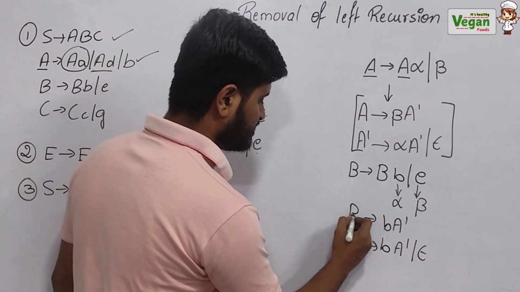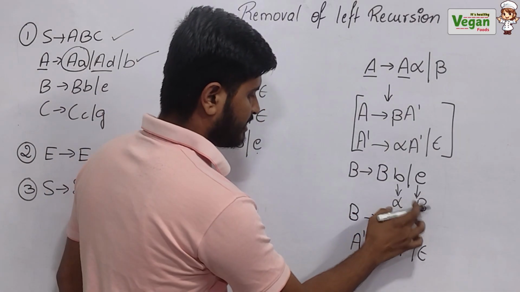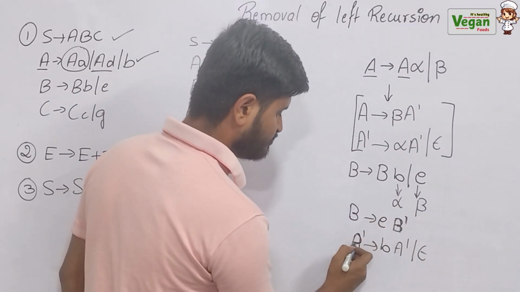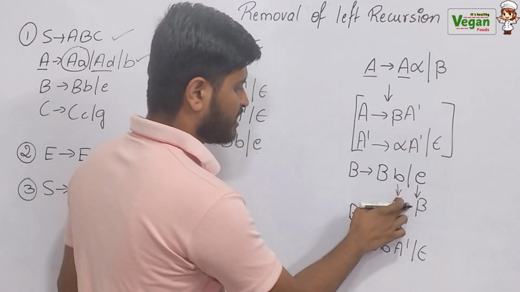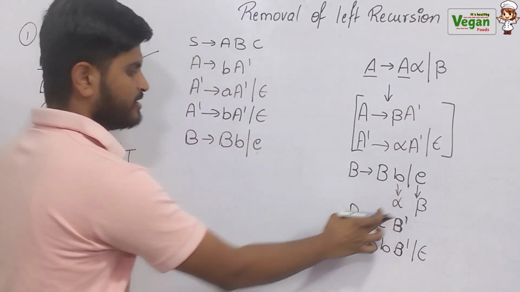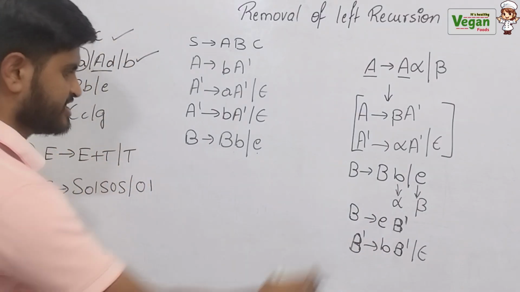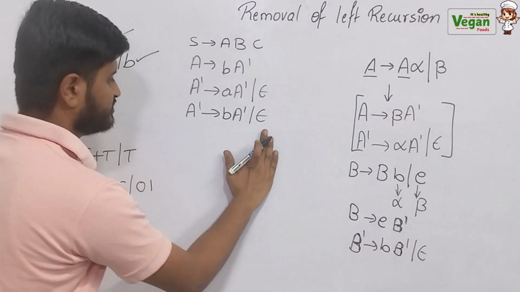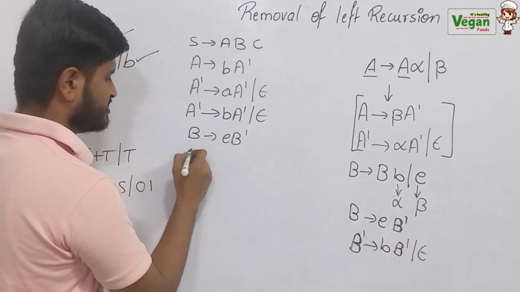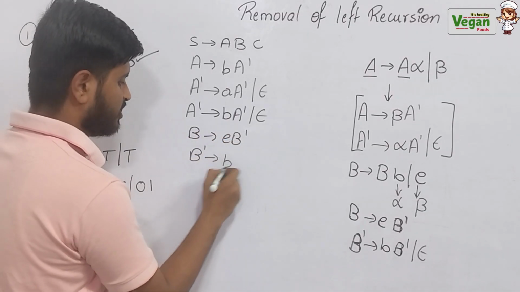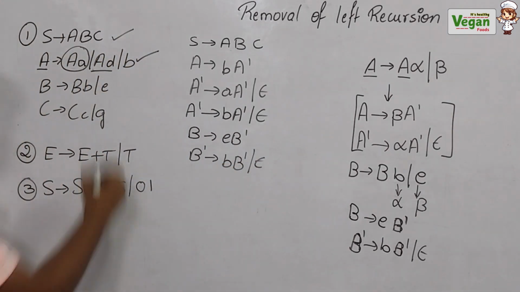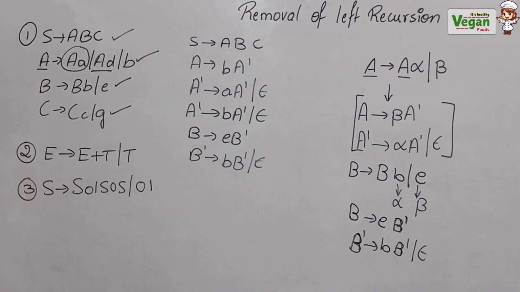So what it will be? B producing beta. Beta value is small letter e, B dash. Next, B dash producing alpha B dash slash epsilon. Alpha value is small letter b. Just copy these two instead of this one. So B producing small letter e B dash, B dash producing small letter b B dash slash epsilon. Now this one is also over, left out with only one.